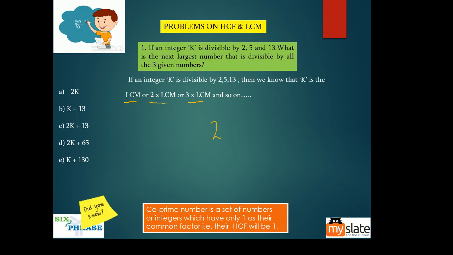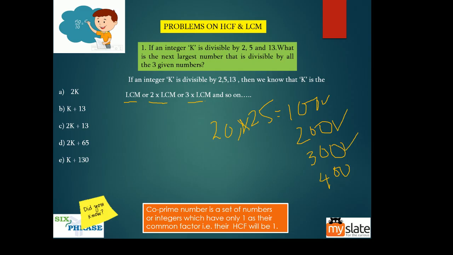Yes, I'll just make a point here. 20 and 25. 100 is the LCM. What is the next number? It is 200. What is the next number divisible by 20 and 25? It is 300. The next number is 400. So all these are LCM, 2 into LCM, 3 into LCM, 4 into LCM. Similarly, if k is the integer divisible by 2, 5 and 13, k could be any of these numbers. Yes, because all these numbers are divisible by 2, 5 and 13.